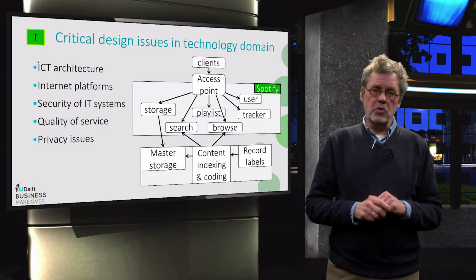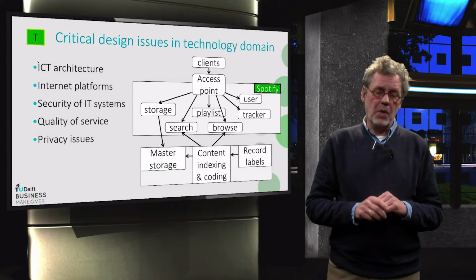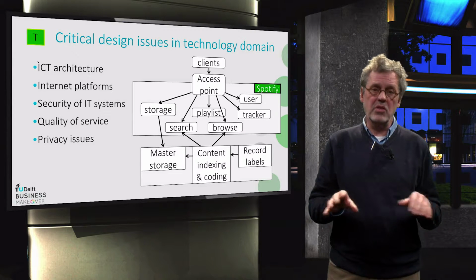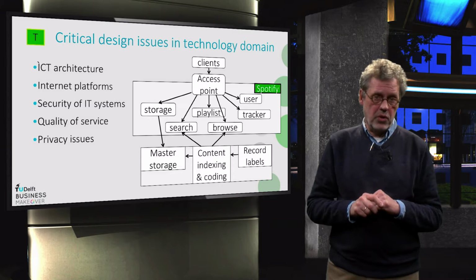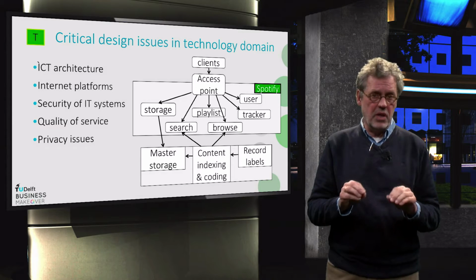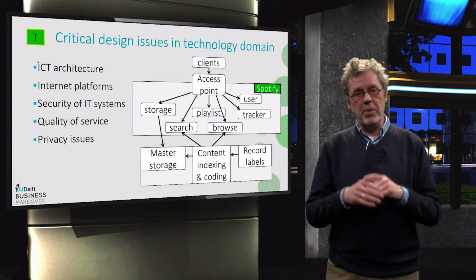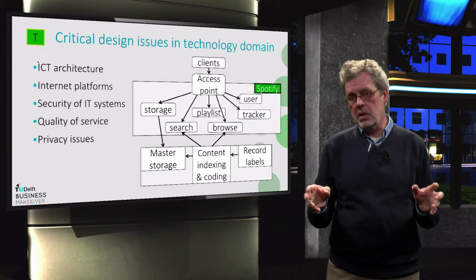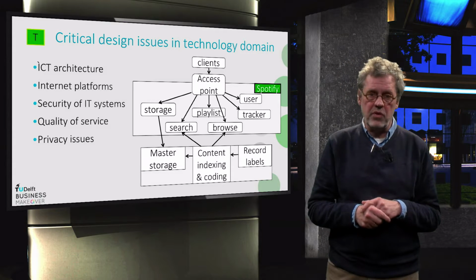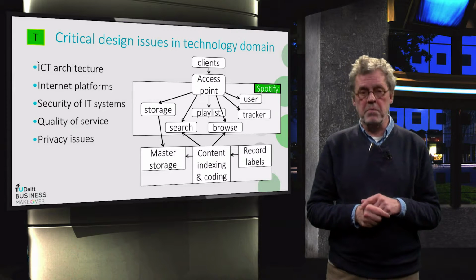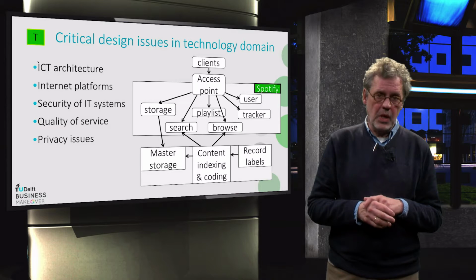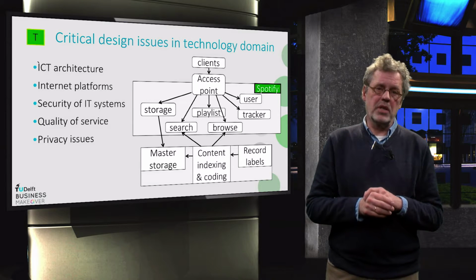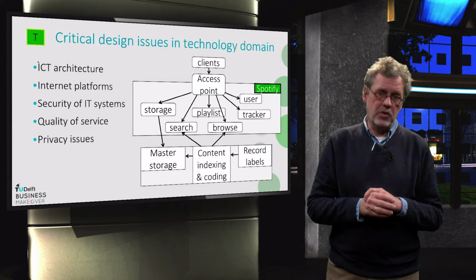Next, we turn to enabling technologies. Our assumption is that in a digital economy, technology plays a core role in providing services and products. So, we discuss the ICT architecture, the internet platforms and applications, as well as topics like security of IT systems, quality of services, and last but not least, privacy issues. See the high-level architecture for Spotify showing the key infrastructure and applications.